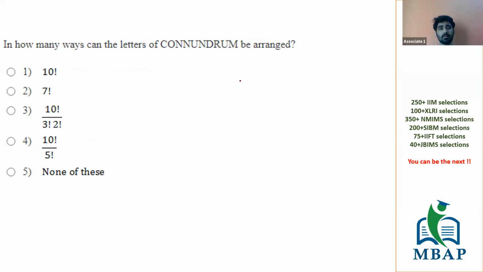In how many ways can the letters of the word conundrum be arranged? Come on, guys, quick. Let us see who can solve this question quickly.